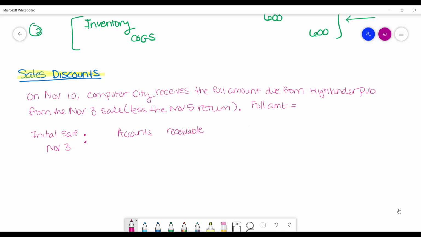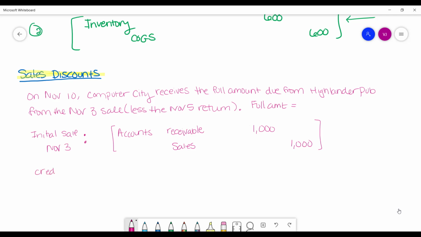So let's assume when we initially recorded the sale, it was a debit to accounts receivable and a credit to sales. So let's assume they owe us $1,000. Let's ignore the sales return actually for this purpose. But now on November 10th, they are paying us what they owe us.